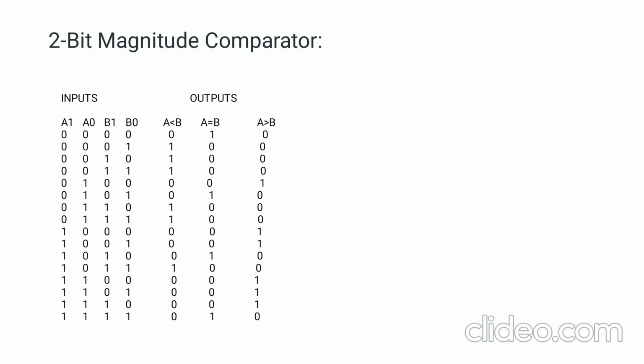And in the next case 1 1 0 0, a has 3 and b has 0. So a greater than b produces 1. Remaining output produces 0. And in the next case 1 1 0 1, A represents the bit 3 and B represents the bit 1. So A greater than B produces 1, remaining bits output produces 0. And in the next case 1 1 1 0, A represents the value 3 and B represents the value 2. So A greater than B produces 1.